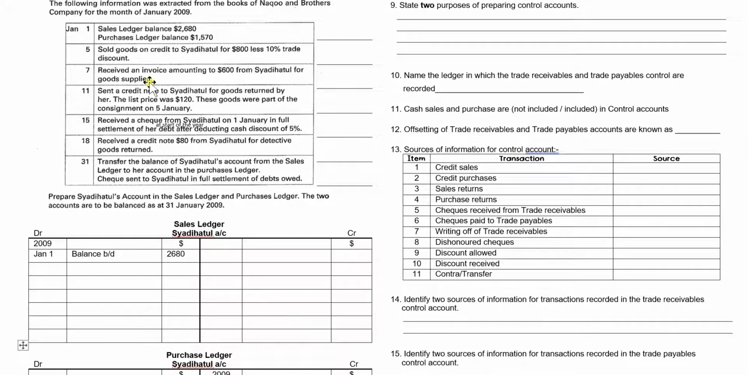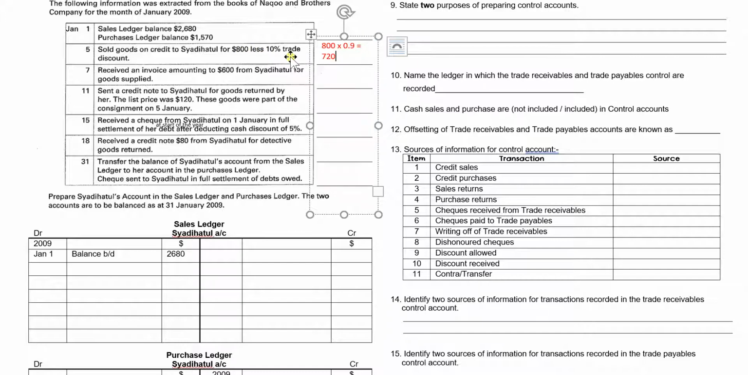And now next you read on the January 5th, you sold goods on credit to Shadihato, 800 less 10% trade discount. So trade discount, you need to minus off first how much is the trade discount. So one method is you use 800 times 10 over 100. So you get how much is the trade discount, and then you minus off the trade discount. Alternatively, you can use 800 times 0.9, which is 90%, equal to 720. This is the same.